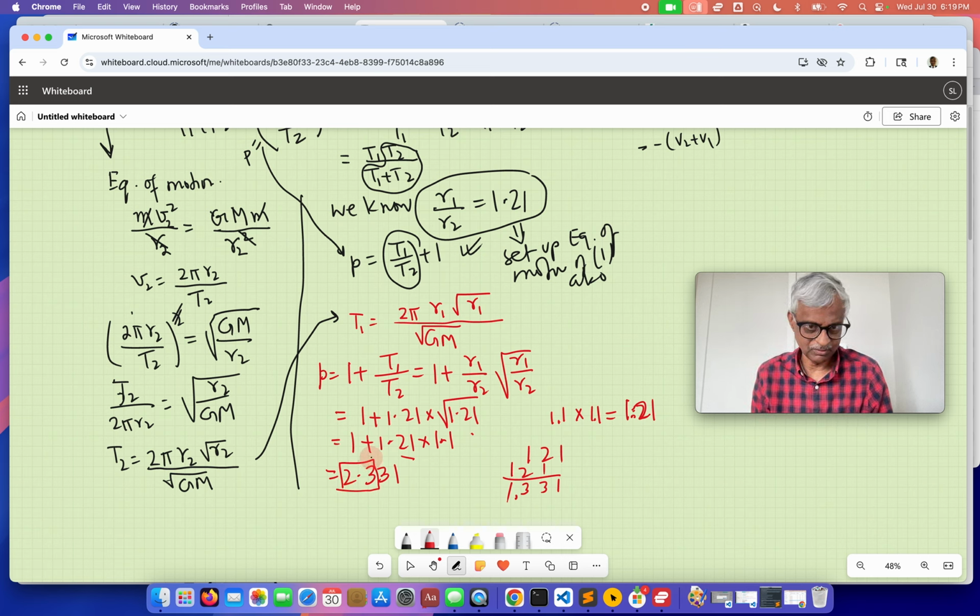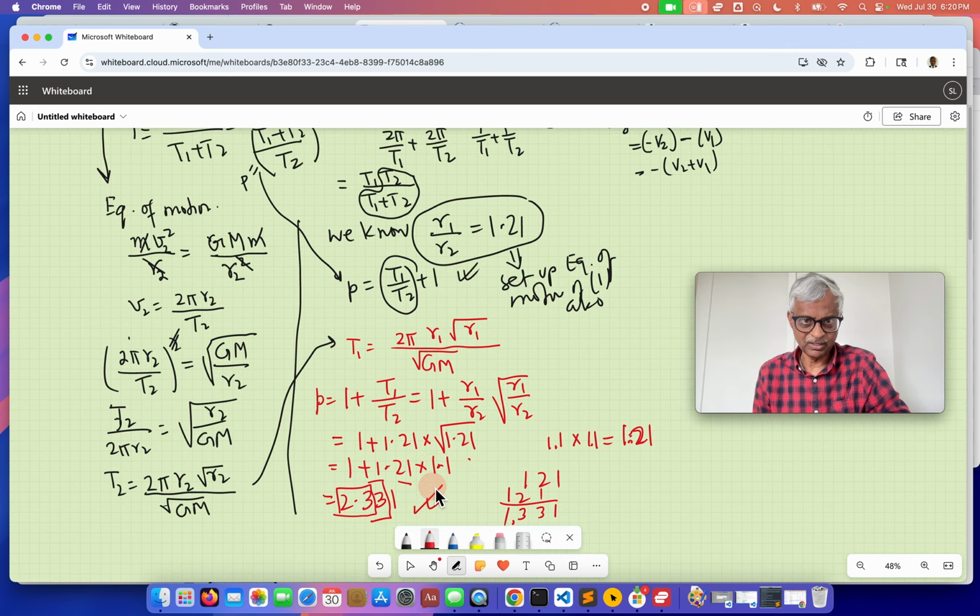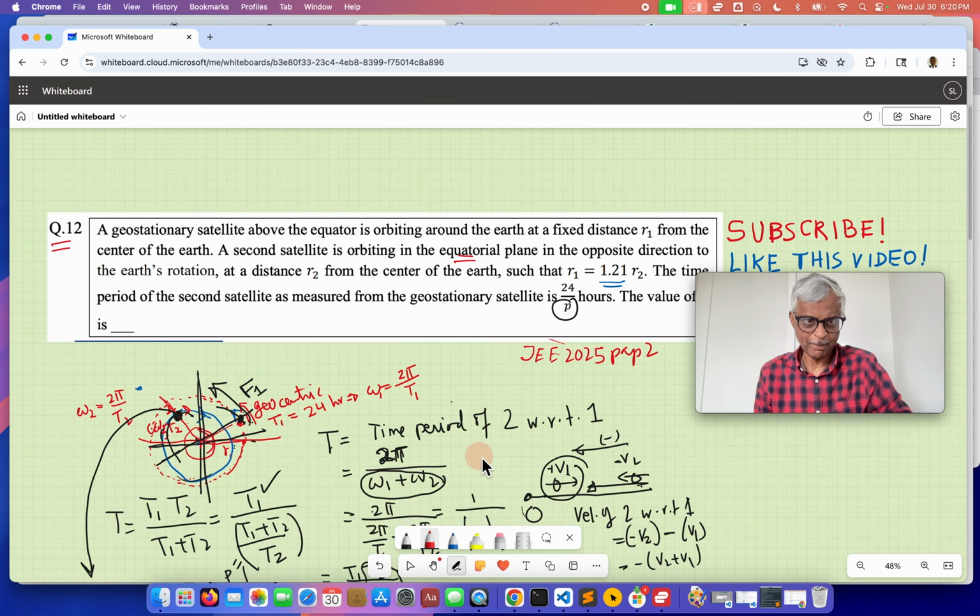Something like that, in 2 or 3 decimal places. So that will be the answer. Let's write down 2.33 as an answer. So the value of P equals 2.331.